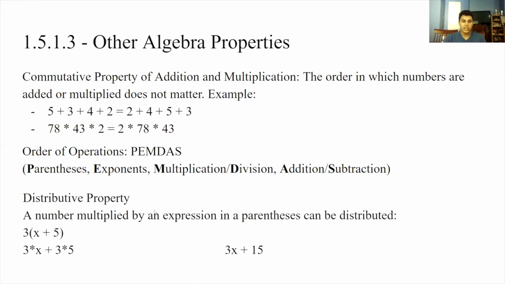And then finally, we talked about the distributive property of multiplication, which means that a number multiplied by an expression in parentheses can be distributed. So 3 times (x plus 5), where x plus 5 is the expression in parentheses, becomes 3 times x plus 3 times 5. You're multiplying the outside number by each individual term and keeping the symbol in the middle.